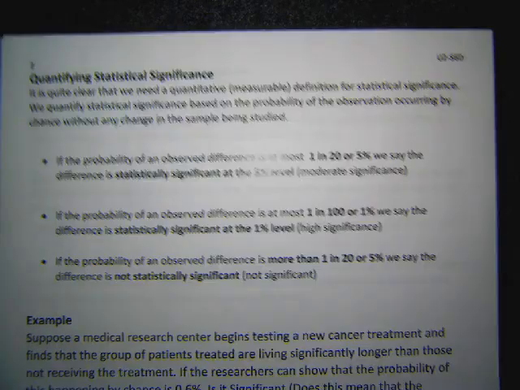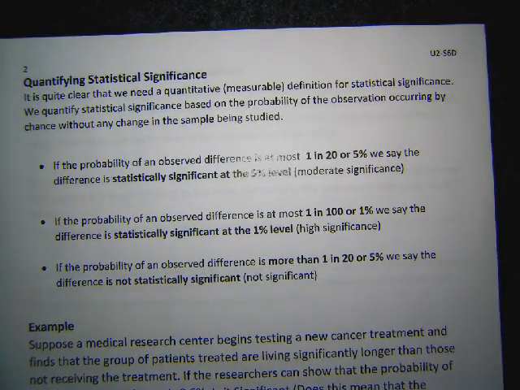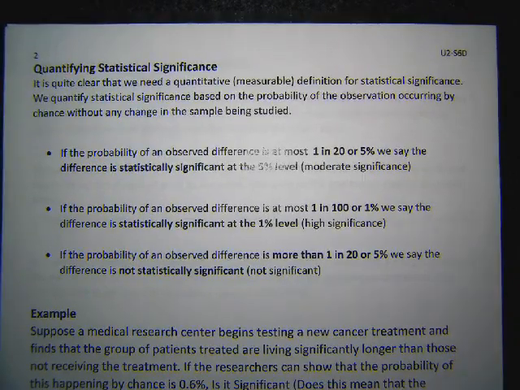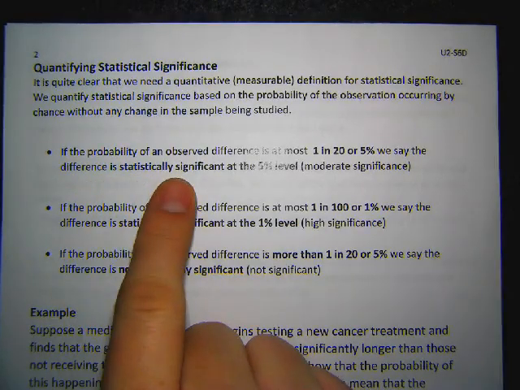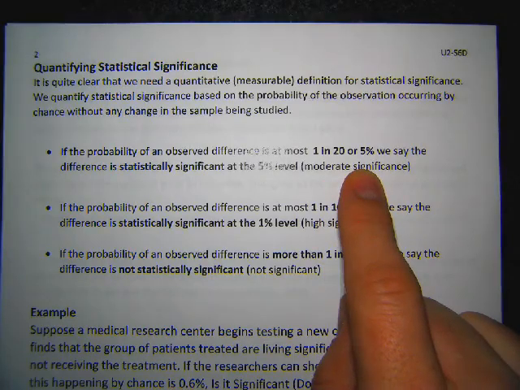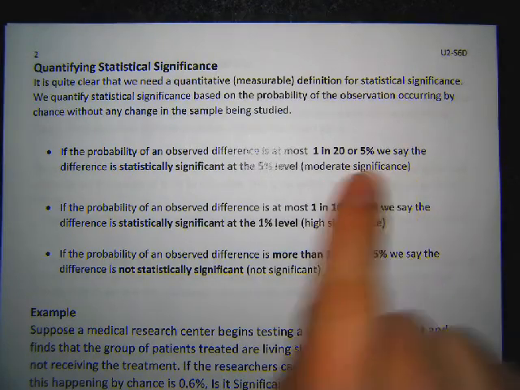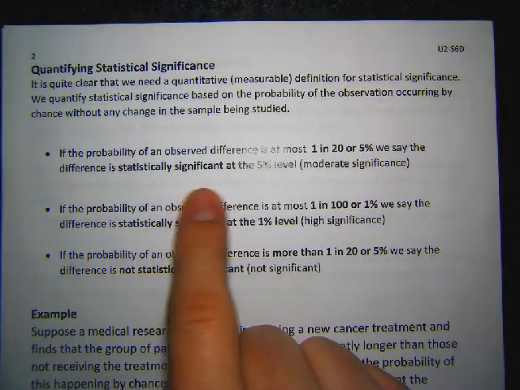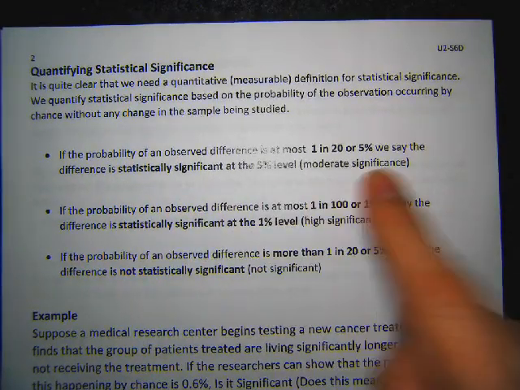But on the homework and in the book, we talk about how you can quantify or measure this definition of significance by using some probability. So we quantify statistical significance based on the probability of the observation. What is the likeliness of the observation occurring by chance, without any change or without any difference? We say if the probability of the observed difference is at most 1 in 20, so 5% or less, we say the difference is statistically significant at the 5% level. We would usually call that moderate significance.